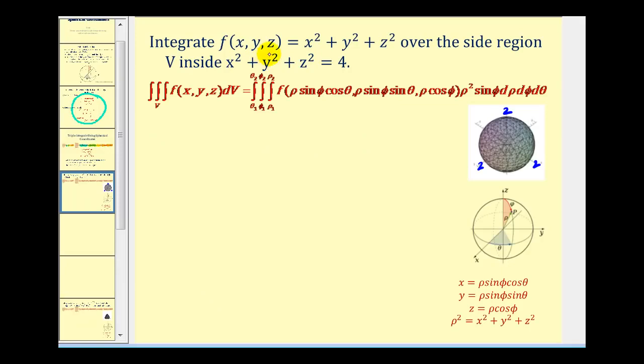Here we want to integrate our function over the solid region x squared plus y squared plus z squared is equal to 4. We should recognize this as a sphere with radius 2. So this represents our region of integration. Let's go ahead and set this up. First, let's convert our function to a function in spherical coordinates. Well, x squared plus y squared plus z squared is equal to rho squared. And then because we're converting to spherical coordinates, we have extra factors of rho squared sine phi. Let's go ahead and keep the order of d rho, d phi, d theta.